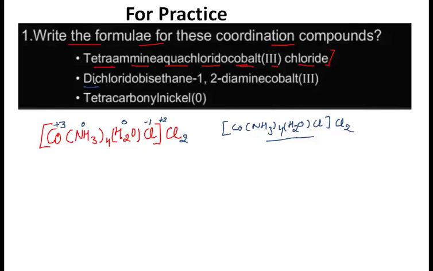The example given to us is dichloridobis(ethane-1,2-diamine)cobalt(III). So this is a coordination complex, and no counter ion is given to us. We will write it starting with dichlorido. First we will draw the square bracket, then again cobalt is the central atom, so we will write cobalt. Then this is followed by ligands. So dichlorido means Cl 2 times. Then bis(ethane-1,2-diamine).